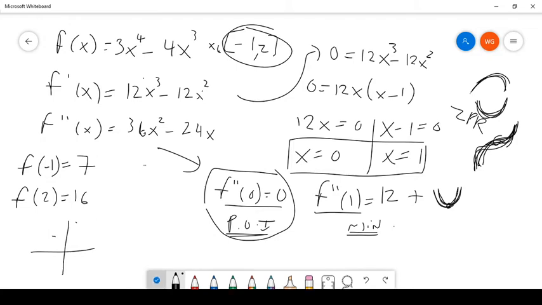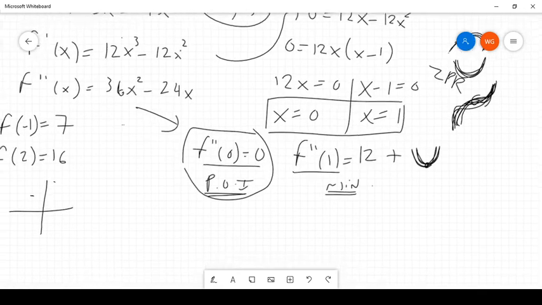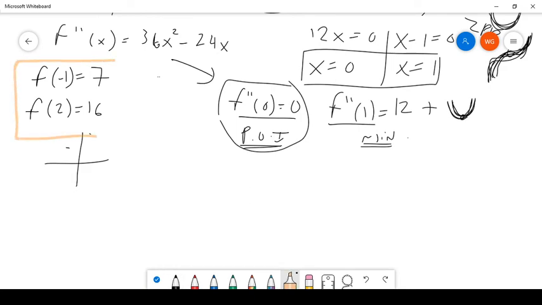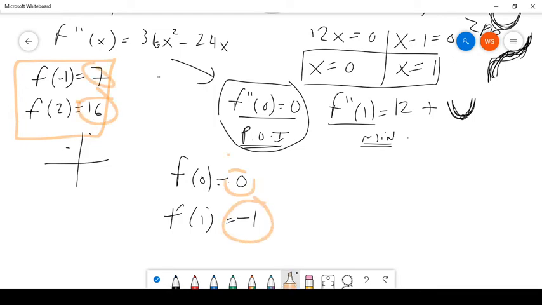Okay, so now back to analysis. Here is what we know. From our analysis done thus far, we know that f of -1 is equal to 7. And we know that f of 2 is equal to 16. We also now can take a moment and figure out what is f of 0, our point of inflection. Well, f of 0 actually turns out to be 0, and f of 1, the point that we found produced a minimum, turns out to be -1. That, if you'll notice, everybody, is the lowest output value that we've experienced so far.